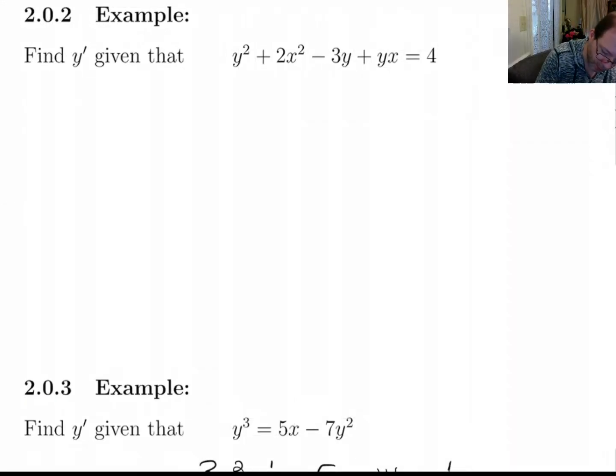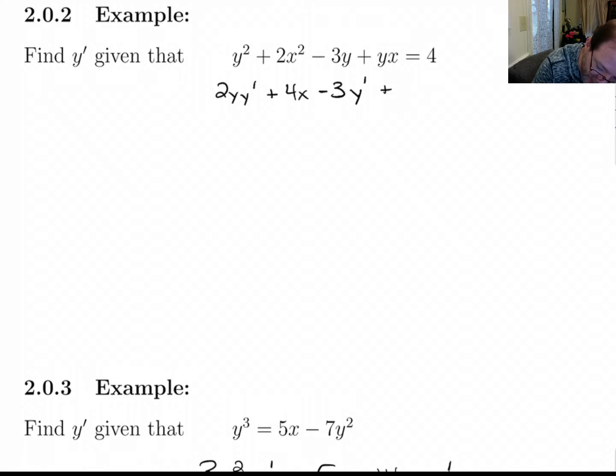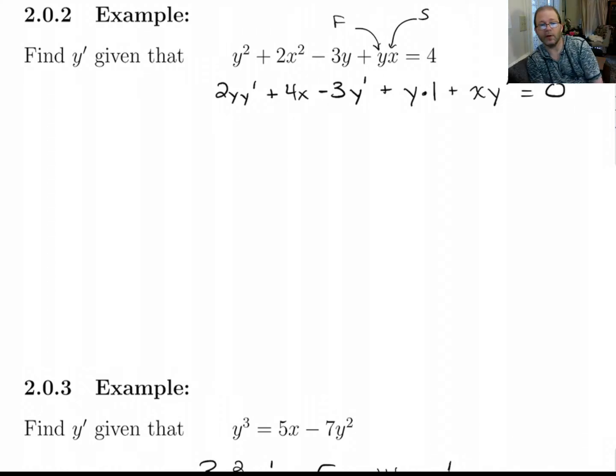All right, so derivative of y squared is going to be 2y y prime. Derivative of 2x squared is 4x. Derivative of 3y is minus 3 times the derivative of y, which is just y prime. Now we've got to use the product rule on this. So xy, when we take the derivative, y is the first and x is the second. So we'll do first times derivative of the second plus second times derivative of the first. And derivative of 4 is just 0.